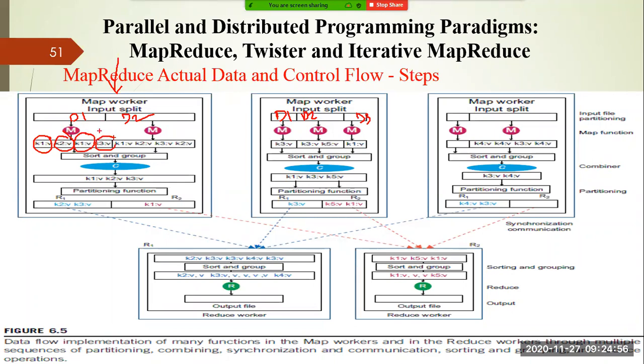3 is repeated once. Then you are applying sorting and grouping, and using a combiner function, so that all the values of k1 are combined into one place, all the values of k2 are combined in one place, and k3 is combined in one place. Then you apply the partitioning function, so that you can divide the data based upon the region. For that, you can use the hash function. Similarly, you can do the same process in the other map worker.